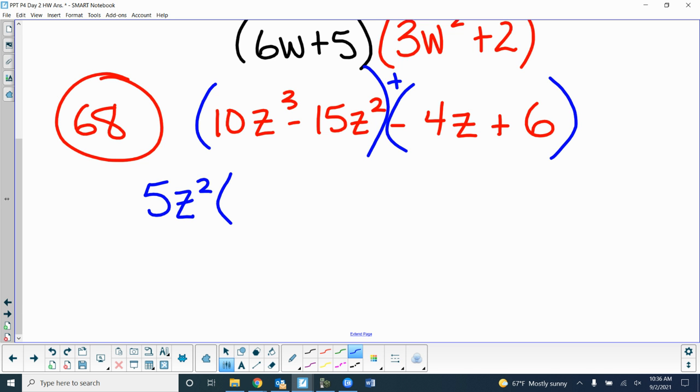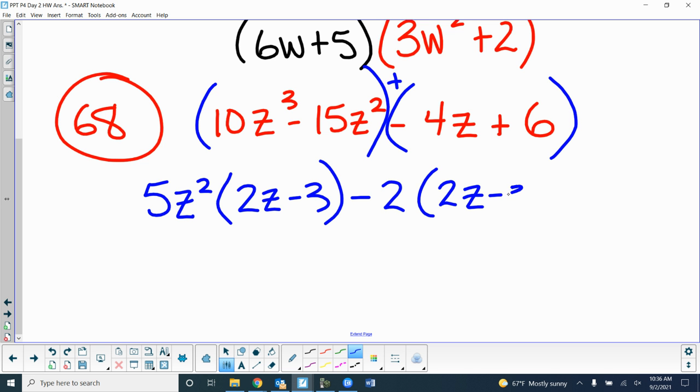5z squared. When I divide that into those 2 terms, I get 2z minus 3, right? Now, remember, whenever that third term has that minus sign, even though they're not both minus or negative, pull out the minus sign or the negative sign. Okay? And then the 2 goes into both, and you'll get 2z minus 3 again. If you forget to pull the negative out, it'll be negative 2z plus 3. They're not the same then. Okay? So to make them the same, always pull that negative out if that third term's negative.